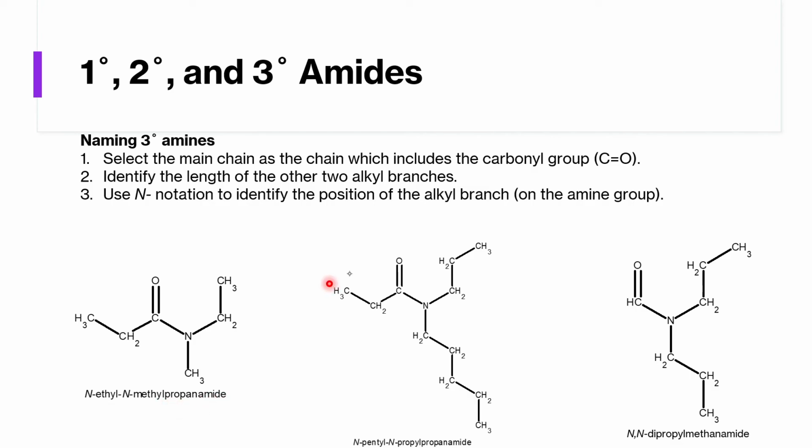In our second example, we have a main chain of 3, so it's another propane amide, and we have a branch with 1, 2, 3 carbons, and 1, 2, 3, 4, 5 carbons. So a propyl and a pentyl. Pentyl comes first because of alphabetical order, so N-pentyl, N-propyl, propane amide. And for our final one, we have a main chain of only 1 carbon and 2 propyl branches. So here we say that both of those propyl branches are attached to N, so N,N-dipropyl, and methane amide because there is only 1 carbon in the main chain.